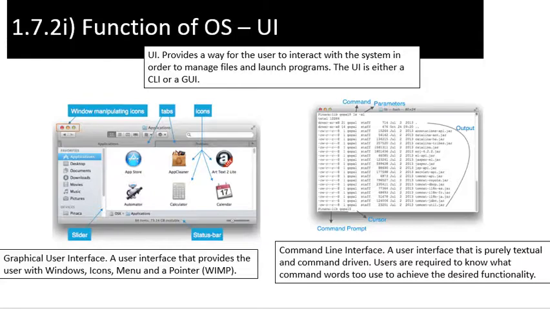Right, the user interface. The user interface provides a way for the user to interact with the system in order to manage files and launch programs. The user interface, or UI, is either a CLI, command line interface, or a GUI. Graphical user interfaces, or GUIs, are the user interface which we're most familiar with, providing the user with something called a WIMP, which stands for Windows, Icons, Menus, and Pointers.